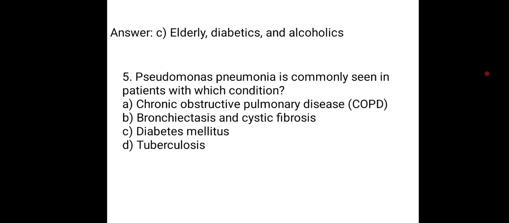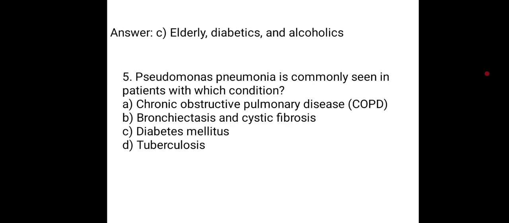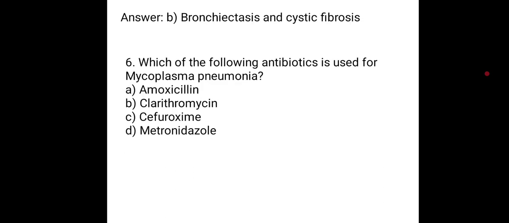5. Pseudomonas pneumoniae is commonly seen in patients with which condition? A. Chronic obstructive pulmonary disease, bronchiectasis, and cystic fibrosis, diabetes mellitus, tuberculosis. You're right. B. Bronchiectasis and cystic fibrosis. Pseudomonas pneumoniae is commonly seen in patients with bronchiectasis and cystic fibrosis.